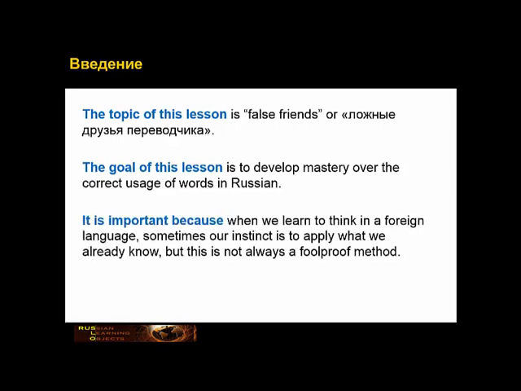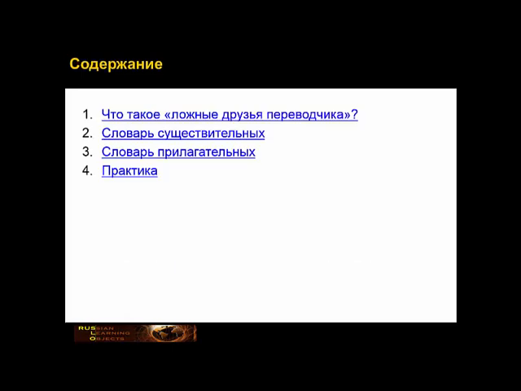It is important to look out for false friends because when we are learning to think in a foreign language, sometimes our instinct is to apply what we already know, or to go by similarity to our own language. However, this is not always a foolproof method, making special practice with these tricky terms necessary. We will first illustrate the concept of false friends before moving on to a list of nouns, followed by a list of adjectives. This lesson will end with a practice exercise.